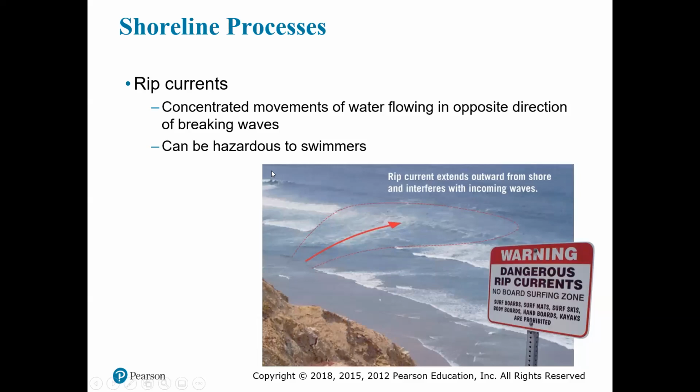So another process that we can see at the shoreline is referred to as a rip current, or sometimes these are referred to as rip tides, which is really a misnomer because they have nothing to do with tides. But rip currents are concentrated movements of water that flow in the opposite direction of breaking waves.